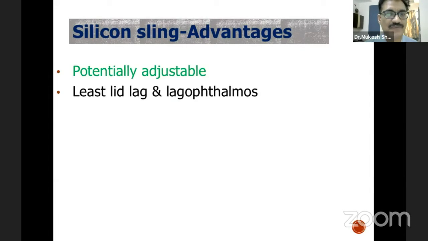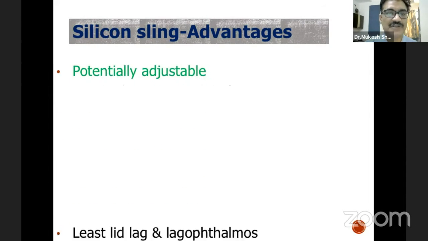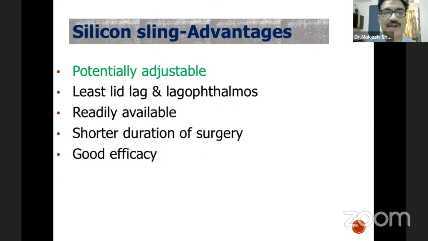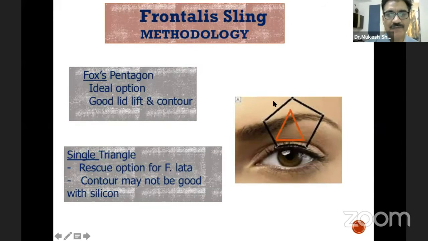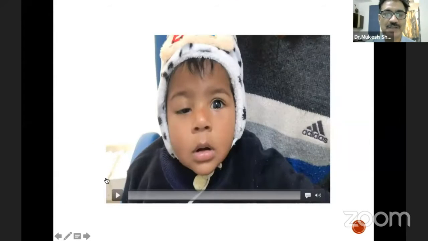Now, what are the advantages of silicone? We all know it's potentially adjustable. There is very less lid lag and lagophthalmos, it is a readily available material, and very easy to perform. And when we discuss the methodology, Fox's pentagon is the method of choice. It gives you very good lid lift and contour. Single triangle can be used, especially as a rescue operation in frontalis. Whenever you are having lesser length of frontalis, this can be used. Contour may not be very good, especially whenever you are using silicone.